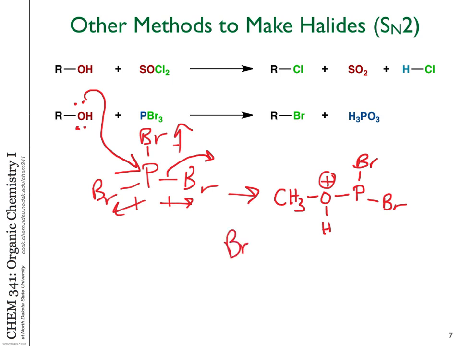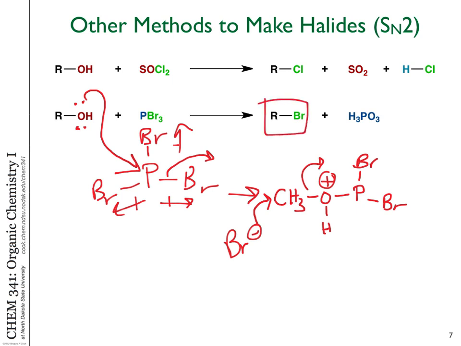Bromide then can attack the carbon at the same time break the CO bond. So it's still an SN2 reaction, just like the case if it has a proton on there, or if it has this SOCl on there, or you have a PBr2 on there. Okay, the same process is happening. So that will form the product, in this case, methyl bromide, the product.